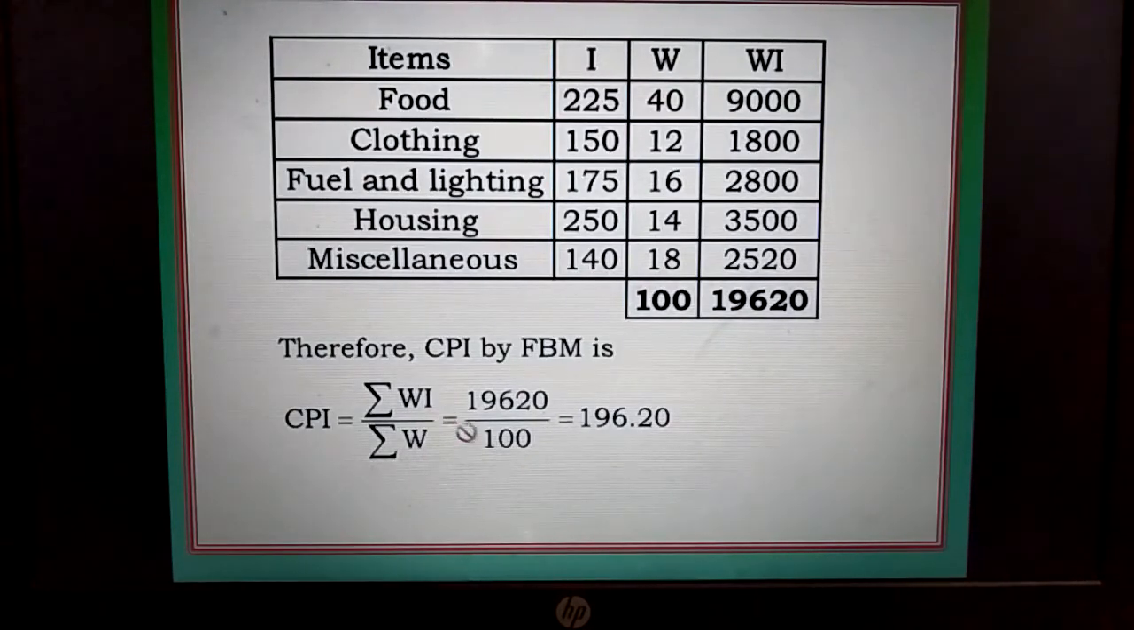Formula writing, substitution and calculation. That's it. Very simple, students. These are all fixed 5-mark questions. Concentrate very much properly.